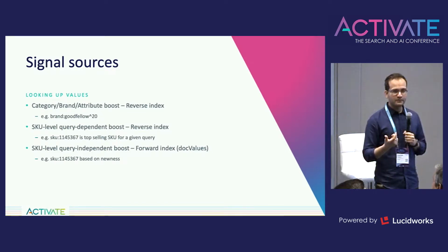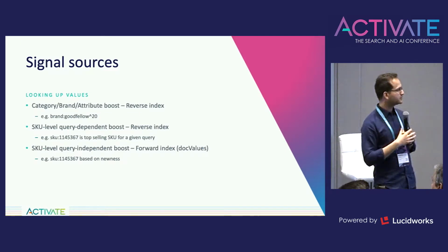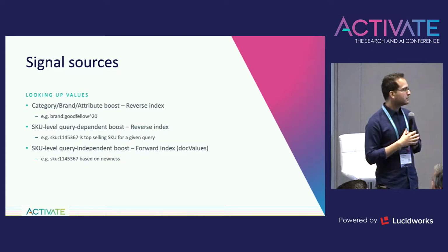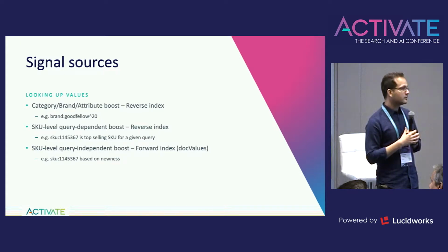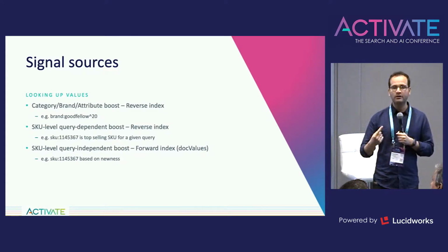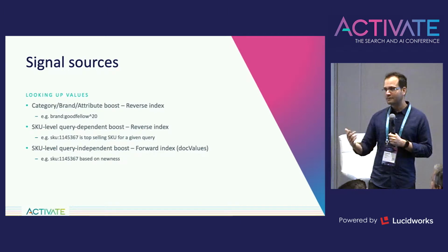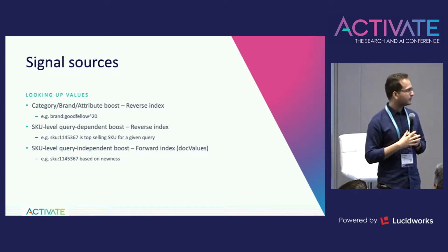So you do a reverse index lookup for the brand Goodfellow, basically what a typical FQ filter does. Similarly, you could have a top selling SKU for a given query, which is again very query dependent. You know that for a query, a certain SKU is top selling, so you want to be able to boost that SKU. So again, you do a reverse index lookup for that.